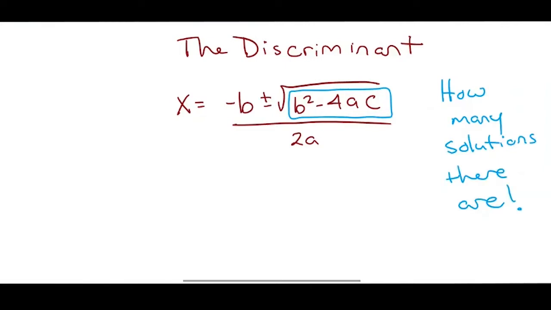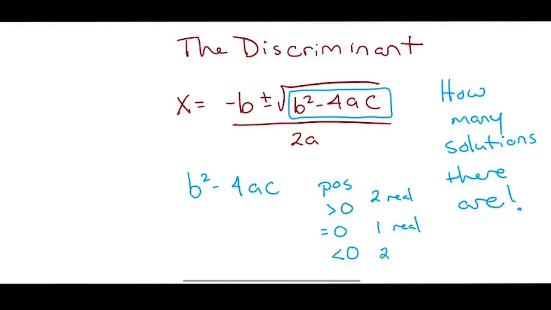Well, if we are working out b squared minus 4ac and it's positive, or greater than 0, I should say, we would say that there are two real solutions. If I work it out and it's equal to 0, I would say that there is one real solution. And if it's less than 0, I would say that there are two imaginary solutions.